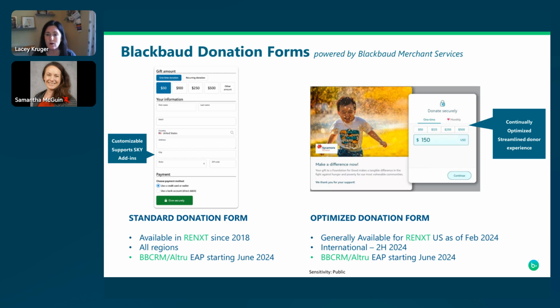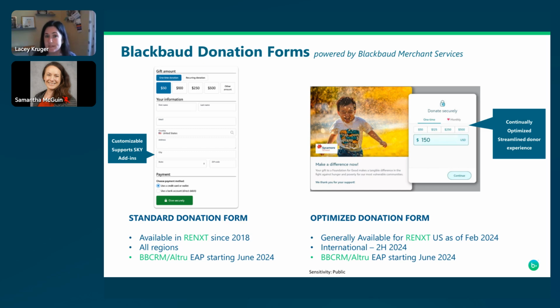And they're available for RANXT only right now, but we're starting an early adopter program for BBCRM and Altru customers within the next 3 weeks, I believe. So the BBCRM Altru early adopter program is the first step in getting these forms out to all BBCRM and Altru customers as well.